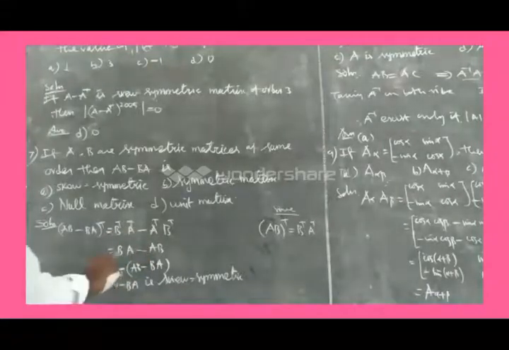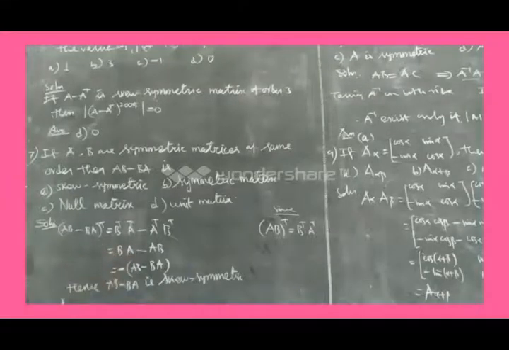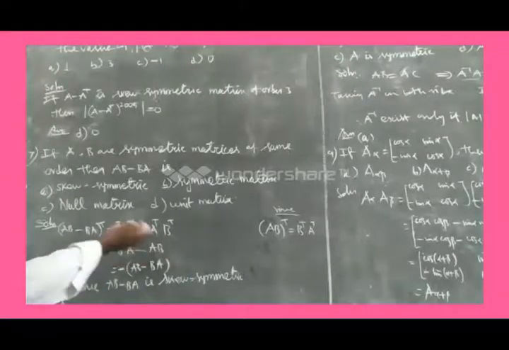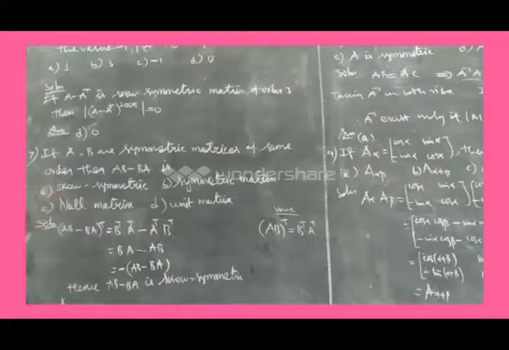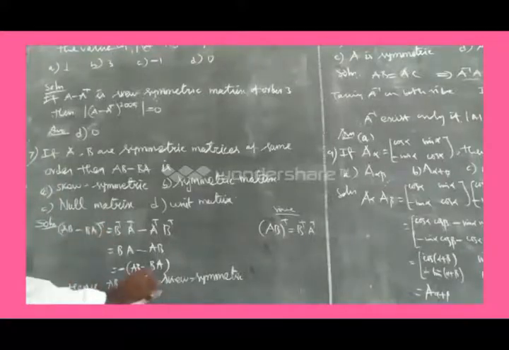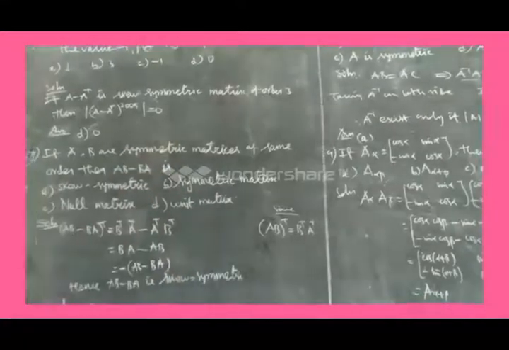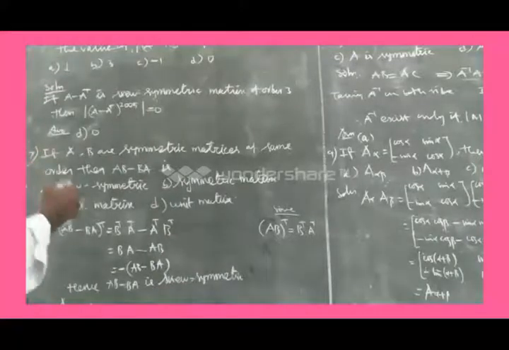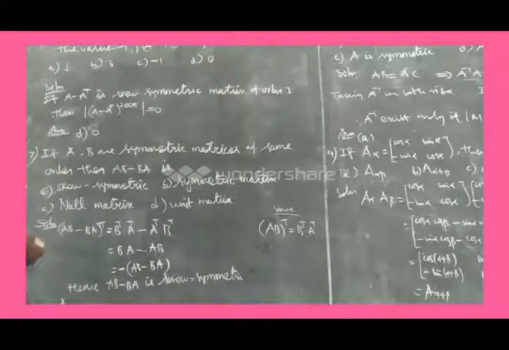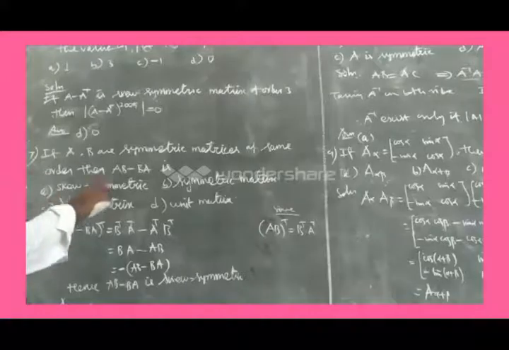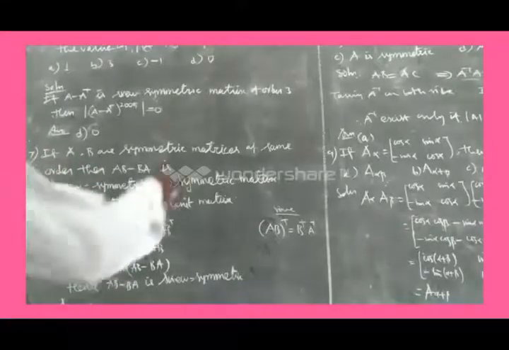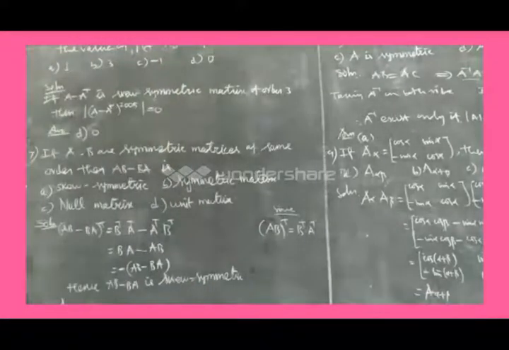So taking minus on both values, minus of AB minus BA. So this structure shows AB minus BA is a skew symmetric matrix. Correct answer is option A, skew symmetric matrix. Okay, thank you.